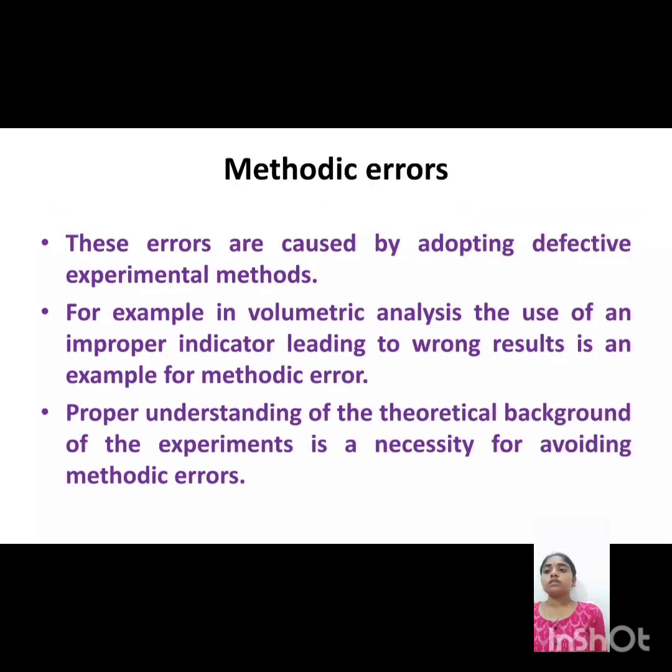Third is methodic errors. These errors are caused by adopting defective experimental methods. For example, in volumetric analysis, the use of an improper indicator leading to wrong results is an example of methodic error. Proper understanding of the theoretical background of the experiment is necessary for avoiding methodic errors.